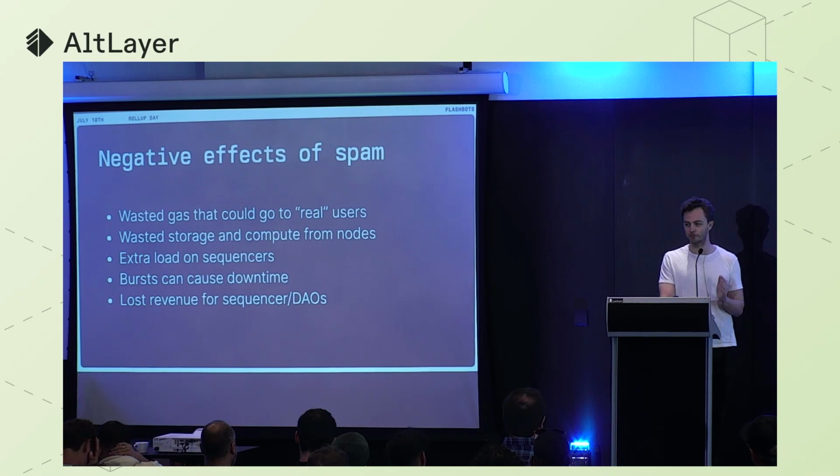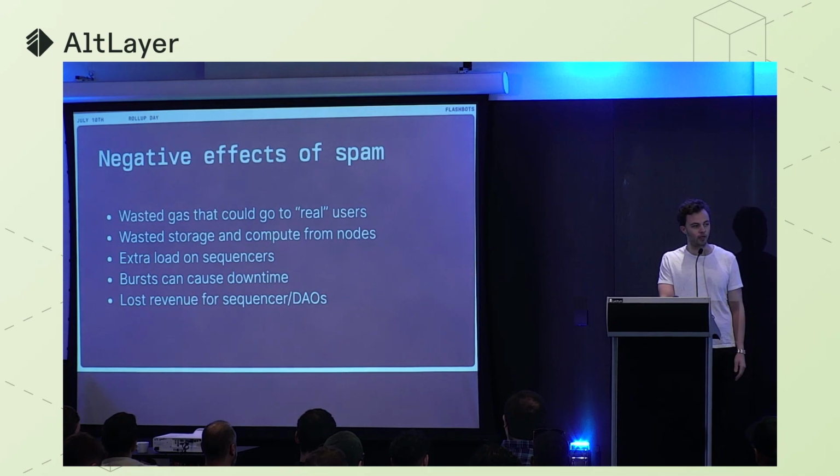It's wasted storage and compute from nodes, because every single one of these ARBs that is trying to find an arbitrage on chain needs to be replayed as a part of a full node in perpetuity. You're storing it. It's extra load on the sequencers, and we've seen bursts of MEV activity actually bringing sequencers down, and so it could actually cause downtime. And because it's inefficient and it leaks value to MEV searchers, it's lost revenue too. And again, we're talking about hundreds of millions of dollars a year here.